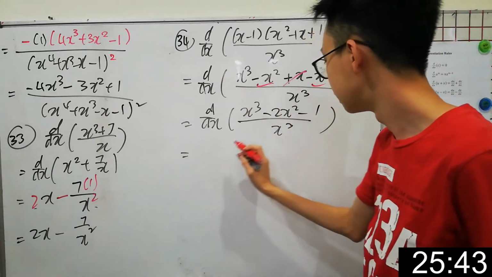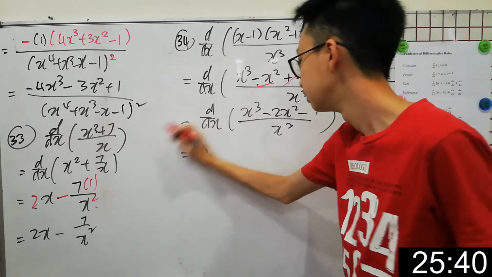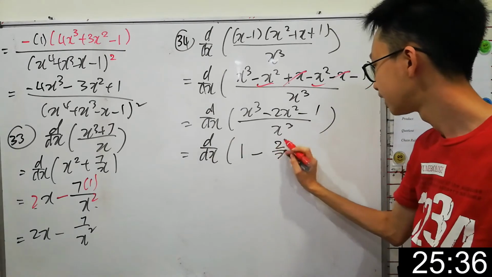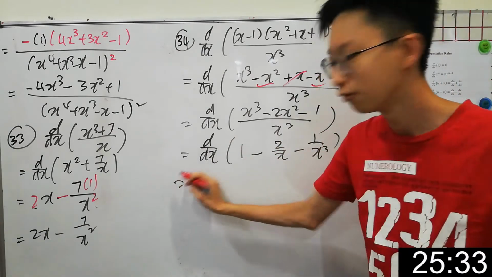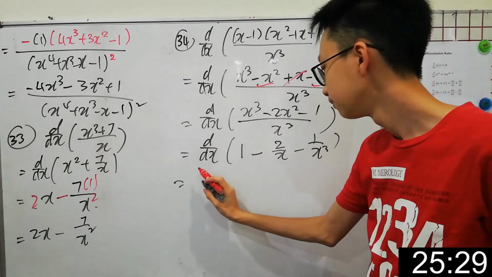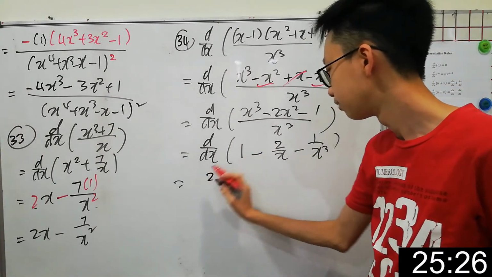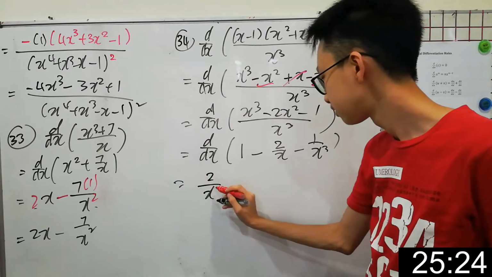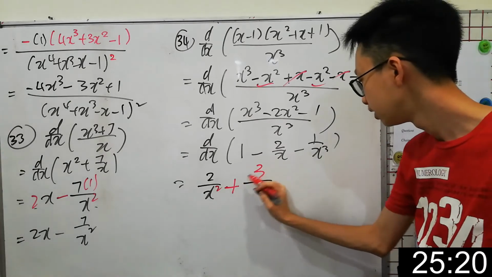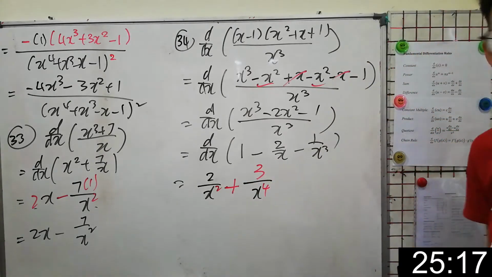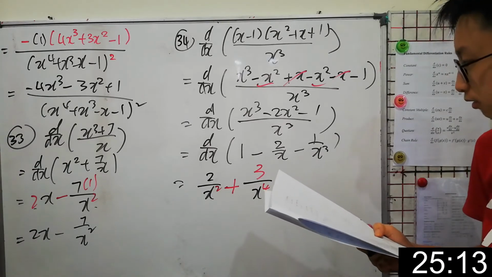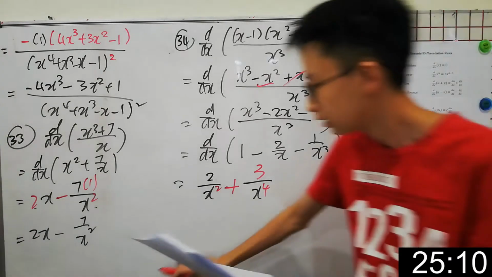Sorry, so we have d/dx of 1 minus 2 over x minus 1 over x cubed. When you differentiate this, it will be a negative. Then change the sign. Power 2 times 1 is still 2 over x squared. Then change the sign, all power, new power. This is number 34.